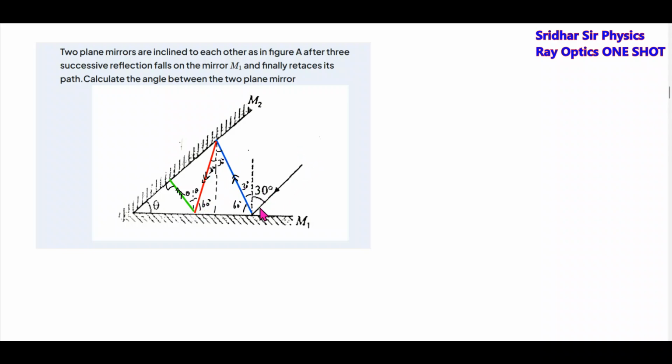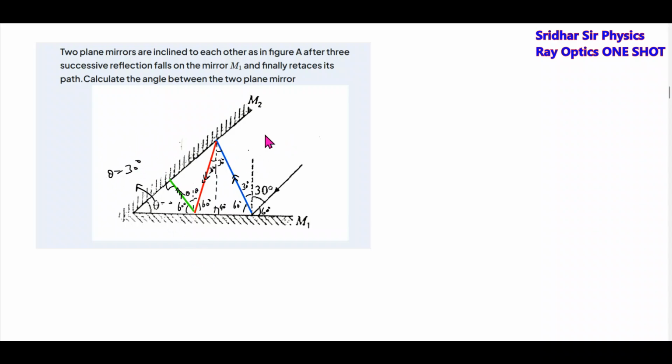Then this is 30 degrees, so this will be 60, this is 30, 60, this is 90, this is 30, so this will be 30, this will be 90, this will be 60, this will be 30. Angle of incidence should be equal to angle of reflection. This should be 90, retracing path, so therefore this will be 60, this will be 30. So theta should be equal to how much? 30 degrees. So this is one basic condition.